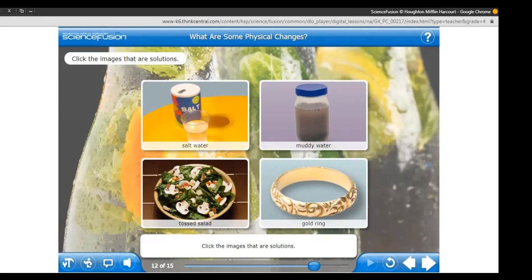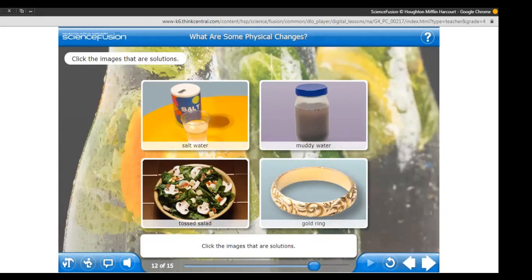I think salt and water is a mixture. Mixture, okay. Muddy water, mixture. And the bottom two are not. Toast salad, no. Gold drink, no. So you see all of them are no? The bottom two are not, but the top, yes. I was asking about what are solutions here in those pictures.